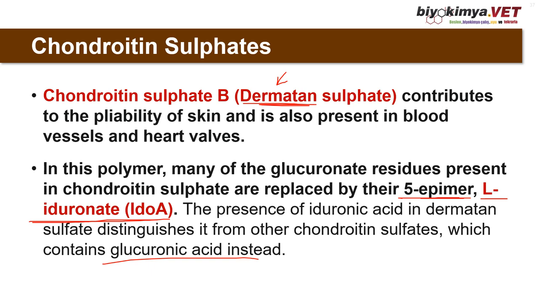Dermatan sulfate plays a crucial role in providing resilience and flexibility to connective tissues. Its ability to interact with proteins and form proteoglycans contributes to the structural integrity of various organs and tissues. In the skin, dermatan sulfate is involved in maintaining elasticity and hydration.